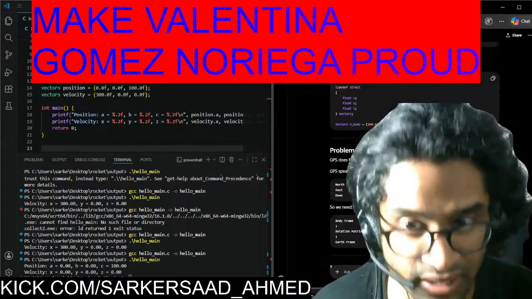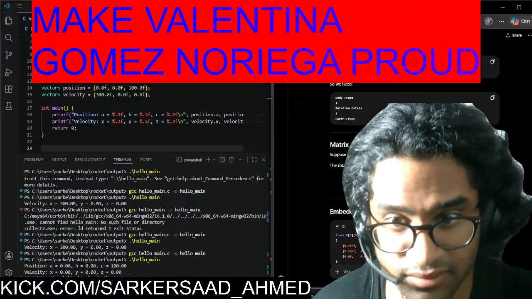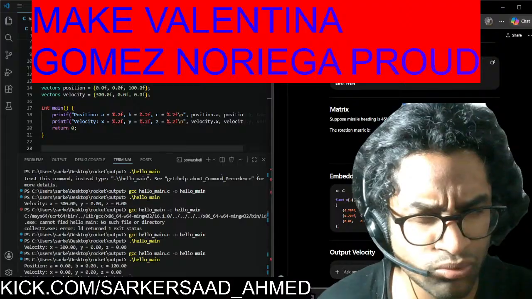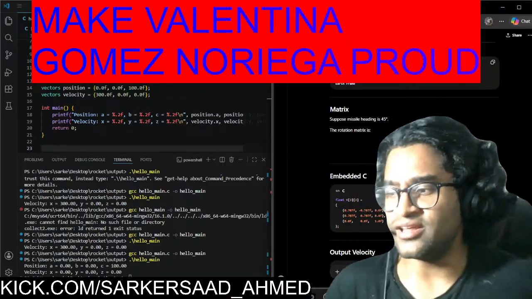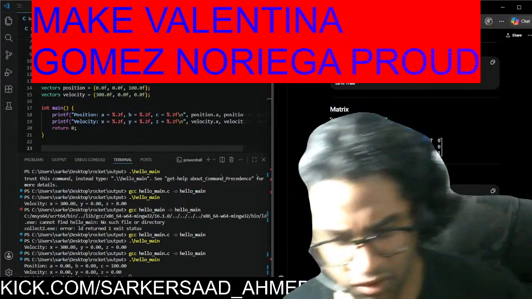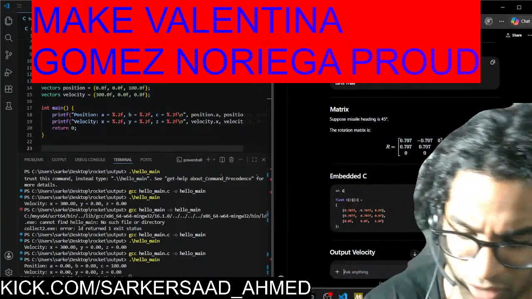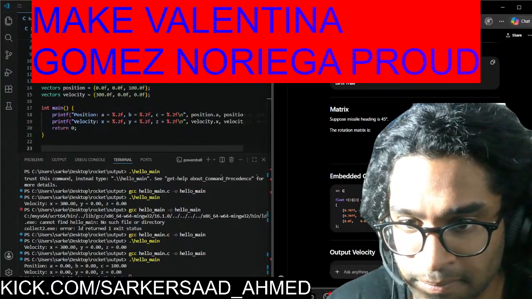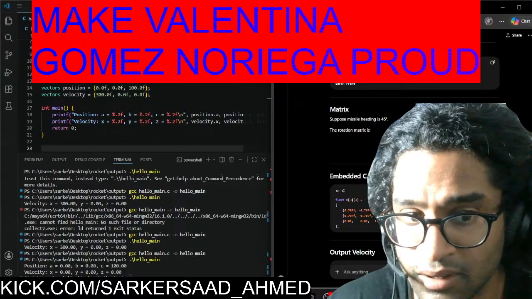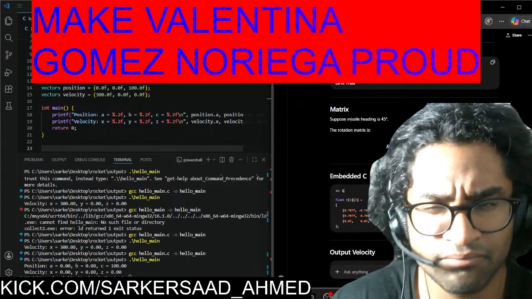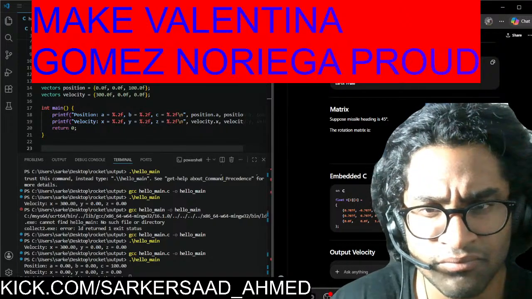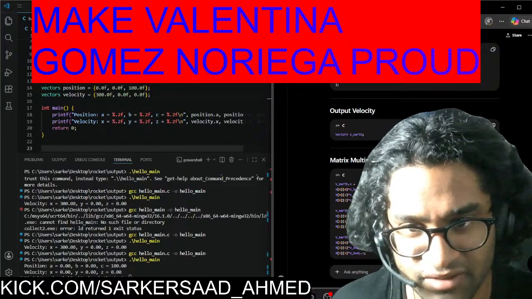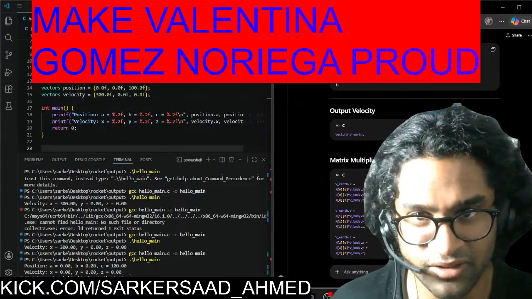Okay. Missile heading is 45 degrees. What of 45 degrees? Output 0.707. Oh, both sine and cosine. Missile is heading 45. Okay, I don't understand the matrix part. How do you get the values?